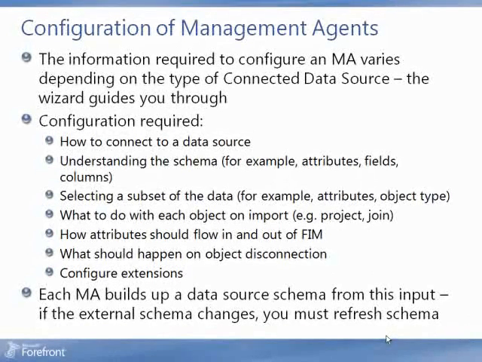Once we've connected, understood the schema, and identified the subset of data we're interested in, there are a number of steps which are the same for nearly every MA. And the primary steps are to set up a join rule, which should always be done as a matter of good practice, a projection rule, if this is an authoritative source for objects and is actually going to project new objects into the metaverse, and then attribute flow. And we saw that there are different kinds of attribute flow, although many of them may be simple, direct attribute flows.